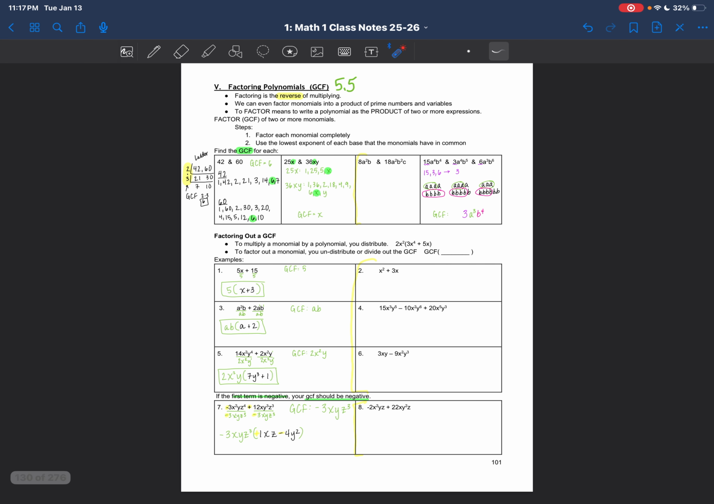That was a pretty short one for factoring out GCFs, but it's a very important one because our next few units are going to be dependent on factoring.